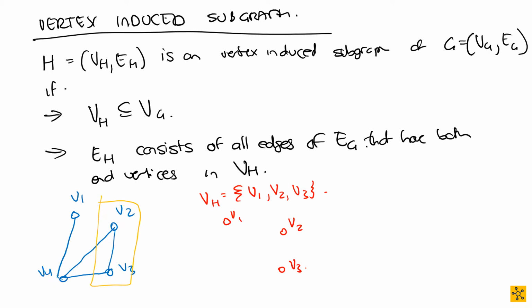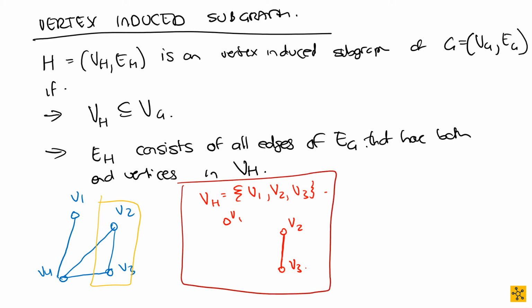But for it to be a vertex-induced subgraph, the edge here between V2 and V3, because both V2 and V3 feature in this new red graph, means we have to have this edge featuring in this vertex-induced subgraph. So the vertices give us the subgraph we're going to look at, and then any edges from the original graph where the end vertices are in the new graph get dragged along and across. So here is your vertex-induced subgraph where your vertices that you're inducing it from are V1, V2, and V3.